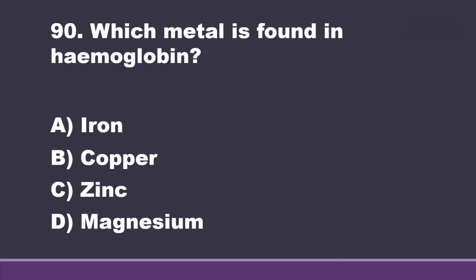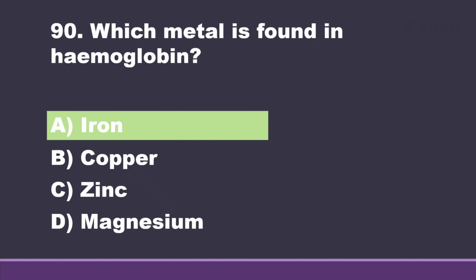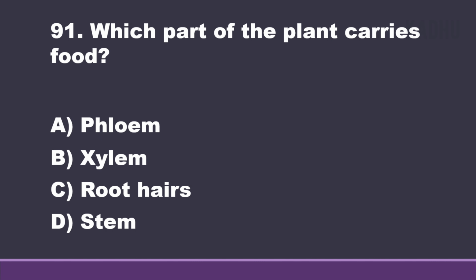Next question. Which metal is found in hemoglobin? So option A will be the correct answer. Iron is found in hemoglobin. Next question. Which part of the plant carries food? So for this question, option A will be the correct answer. Phloem.